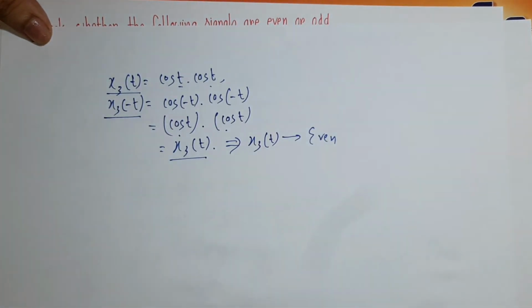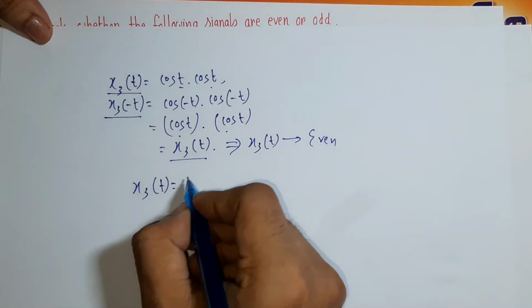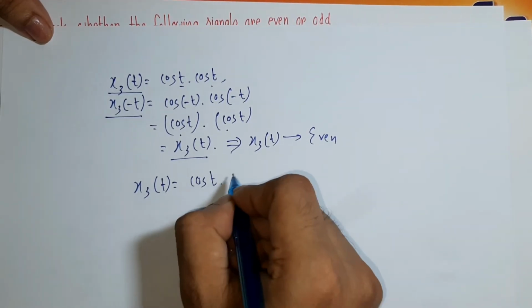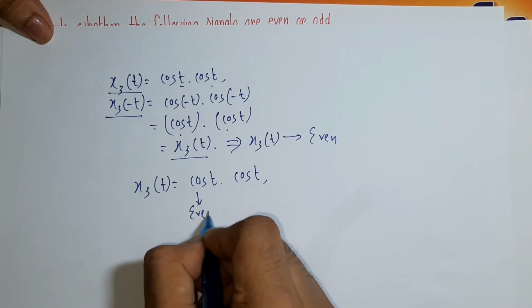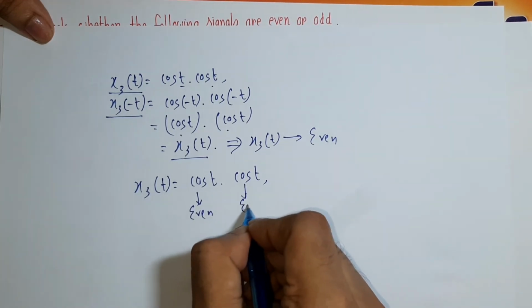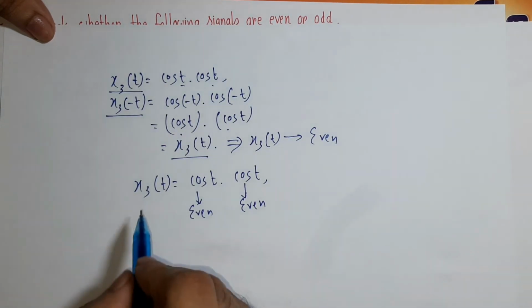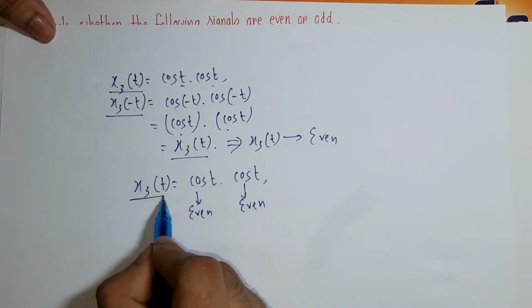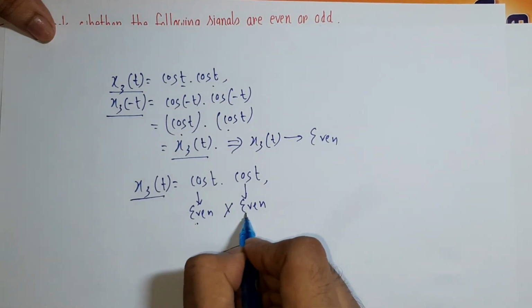Now let us solve the same problem using the properties that we have learned. We observe that x3t is given as cosine t multiplied by cosine t. We know that cosine t is an even signal. If you don't know why cosine t is an even signal, then please go to the first video on the concept of even and odd signals. There I have explained in detail why cosine t is an even signal. So you observe that x3t is obtained by multiplying an even signal with an even signal.